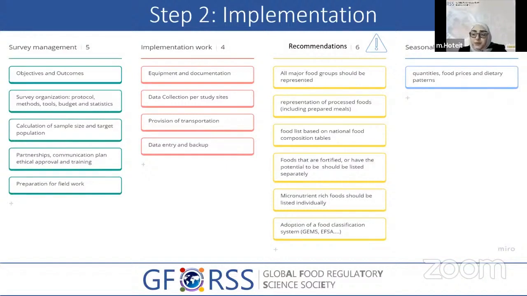So at the end, we recommend that all major food groups should be represented, mainly processed foods and foods that are fortified, and we should adapt our food list before starting to the national food consumption tables, and select which classification we should follow or adopt before the field work. And finally, to consider also seasonality, because the quantities, the prices, and the dietary patterns can be modified with seasons.